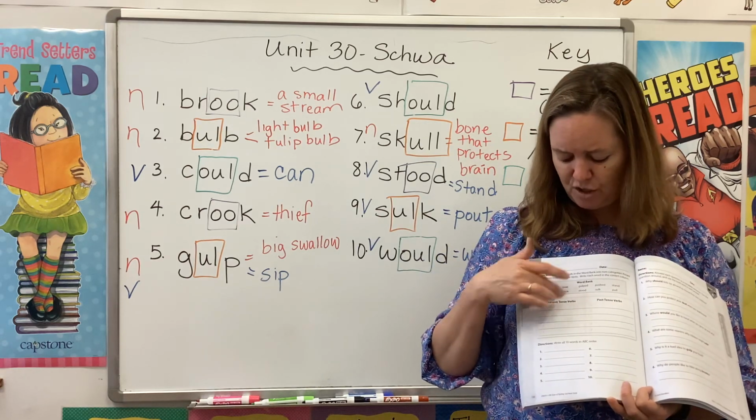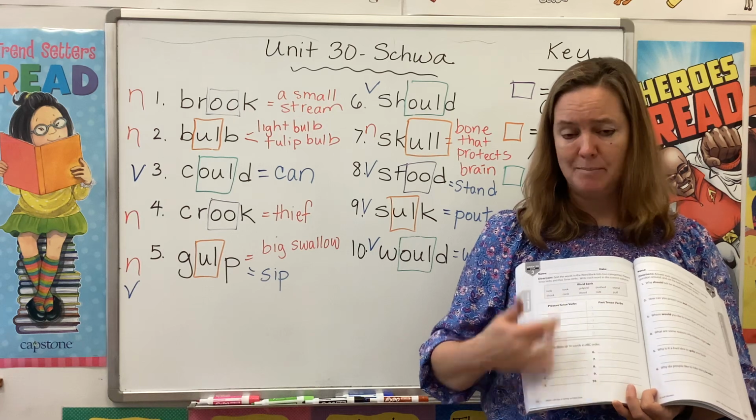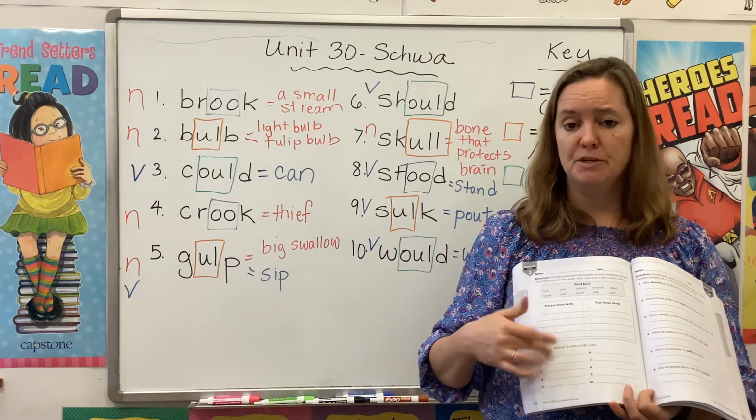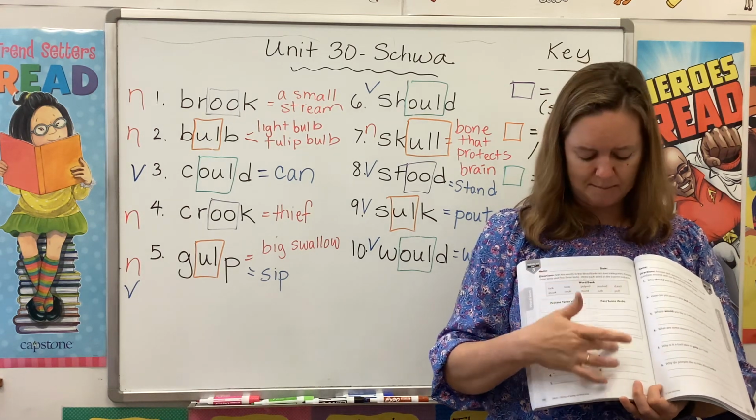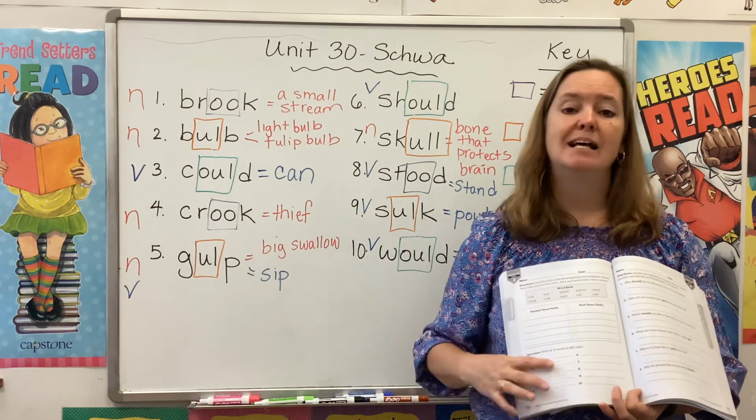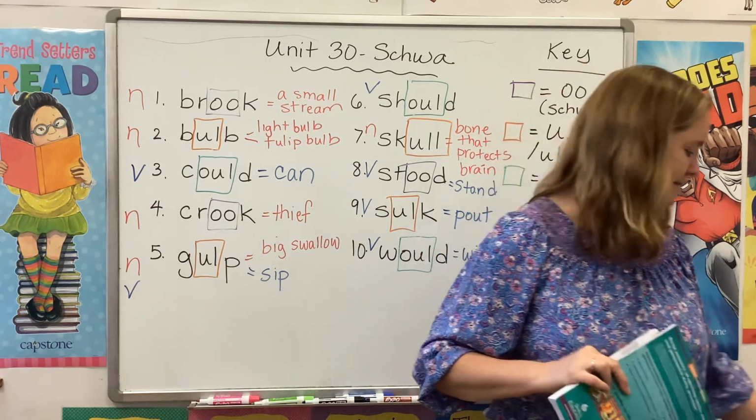So if the verb is describing something that's happening now, list it under present tense. If it describes something that already happened, list it under past tense.